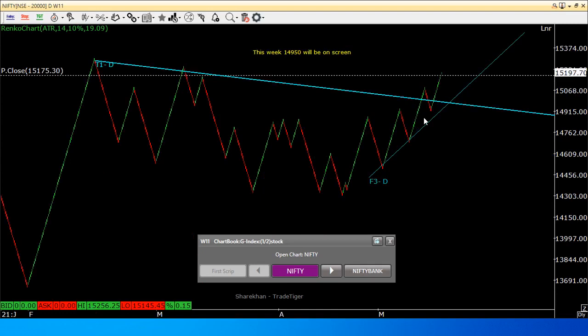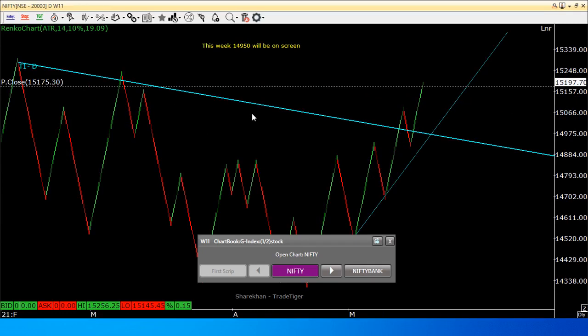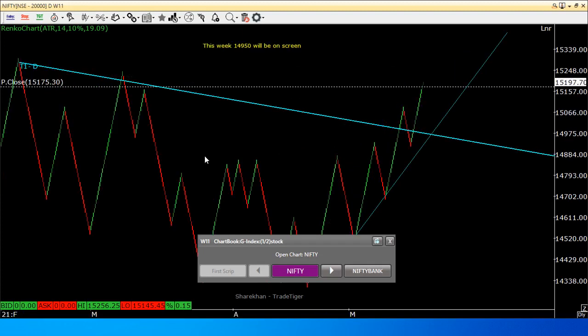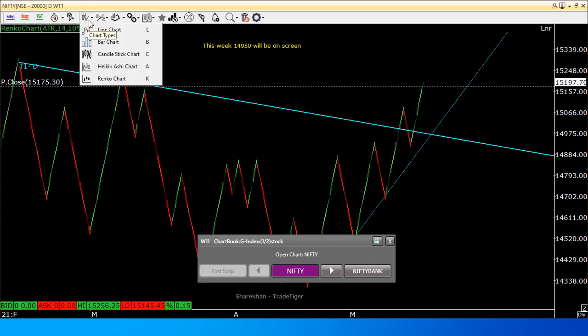If you look at this kind of trend, I have written here very clearly that this week 14,950 will be seen on the screen. That is what I am able to see by looking at the chart of this Nifty. So we'll try to figure out how it works.